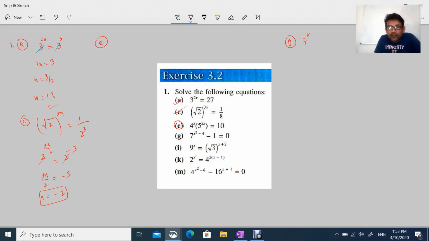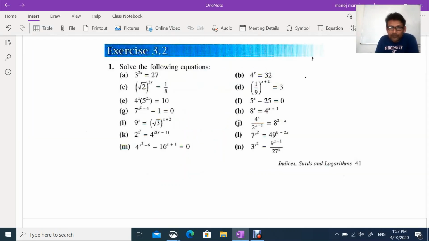7 power x square minus 4, and this is part g, equals 1. This is very important. When we have 1 here, whatever base is on the left hand side, you can make it the same. I can write not 1 but 7 power 0, which is 1. When you have 10 here, you can write 10 power 0. When you have 5 here, you can write 5 power 0. We have an example like this here.